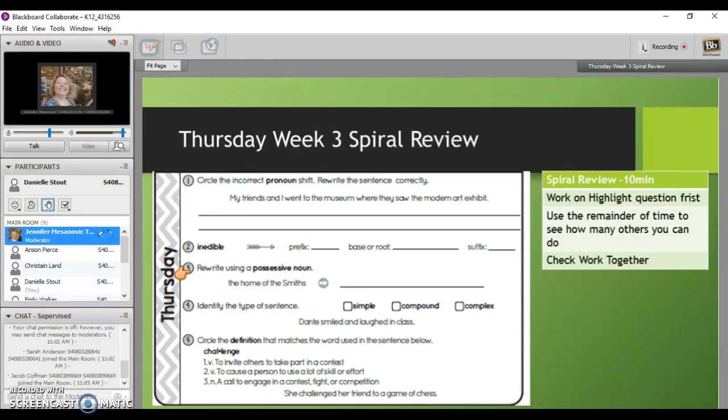in edible. The possessive noun, so the home of the Smiths, the home that belongs to the Smiths. How would you rewrite it with a possessive? Remember, possessives usually have apostrophes. Identify this sentence type. And then circle the definition that matches the way the word is used in the sentence below. Remember, all of these are correct definitions of challenge. We have to use the context that it is used in the sentence.